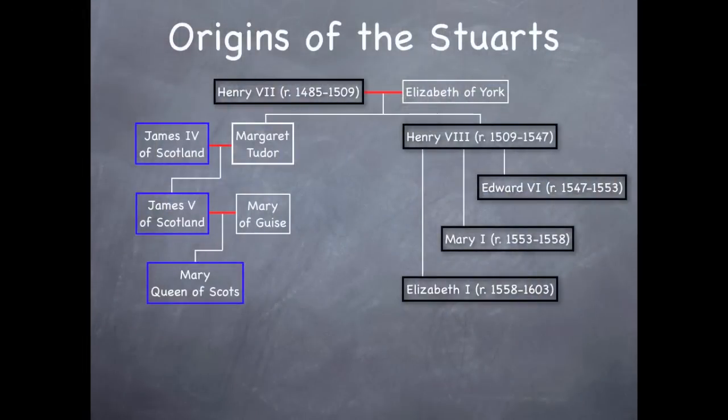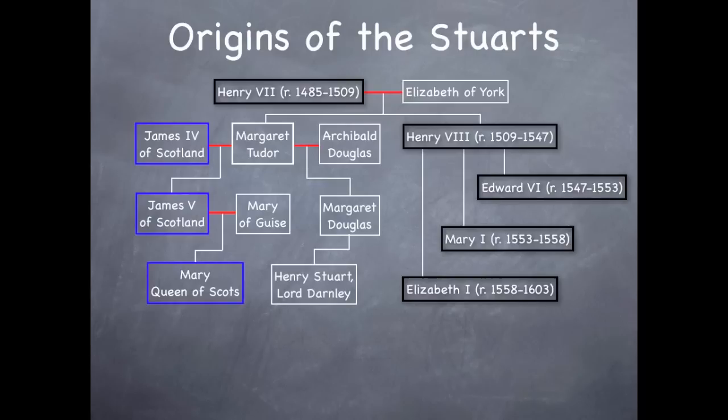Now, to find her husband, we have to return to Margaret Tudor, whose second husband was a guy by the name of Archibald Douglas. They had a daughter whose name was Margaret. We don't need to know her husband, but that union produced a son by the name of Henry Stuart, Lord Darnley, and it's at this point that the name Stuart enters the family tree. Henry and Mary, cousins, married.